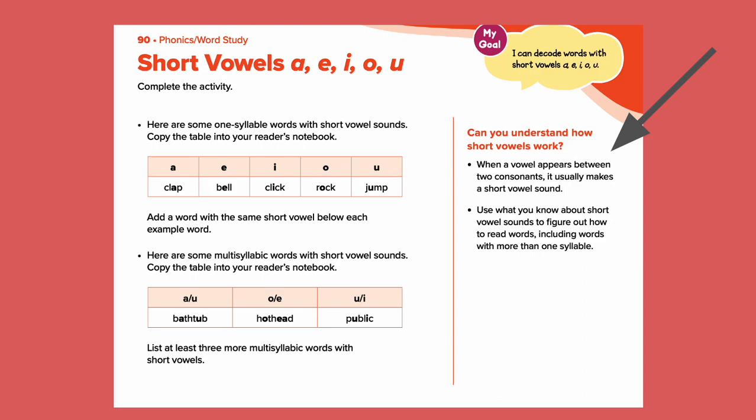Use what you know about short vowel sounds to figure out how to read words, including words with more than 1 syllable. So this is going to help you as a reader when you come to a word that you're unfamiliar with. If you look through the word and you see a vowel and it has a consonant before it and a consonant after it, that vowel sound is probably going to make a short vowel sound.